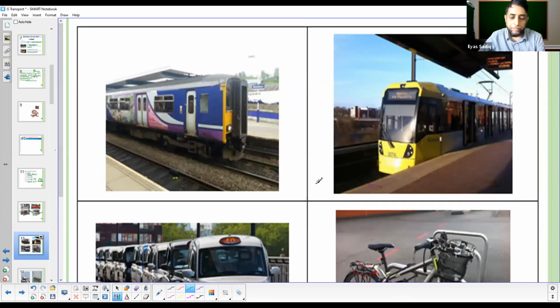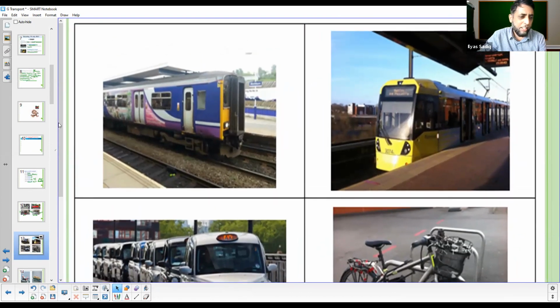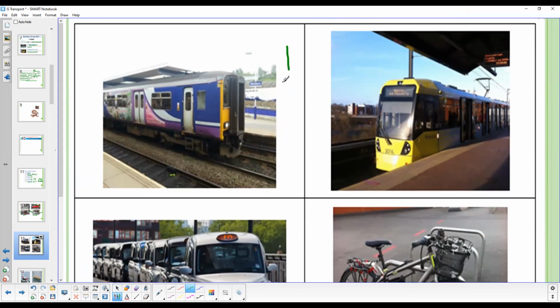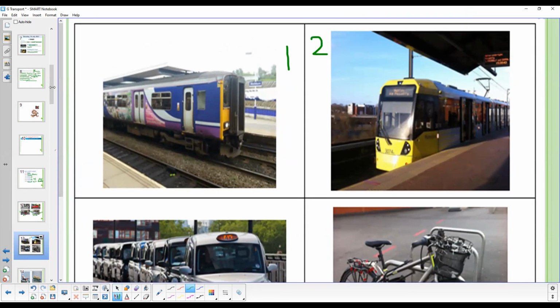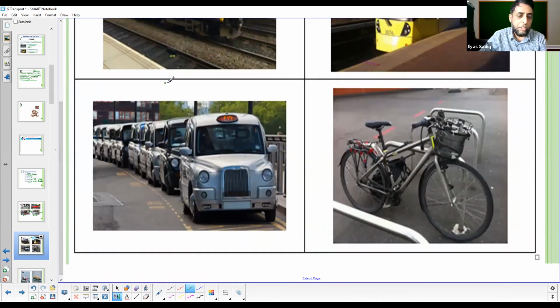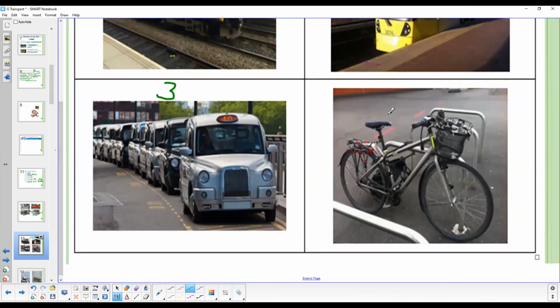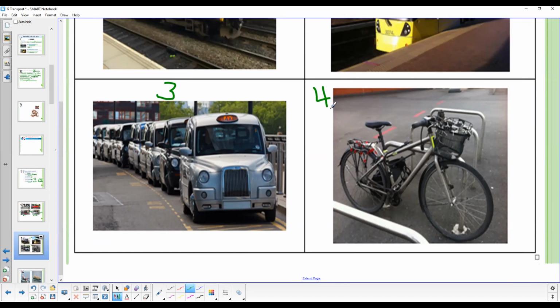Look, now here are different stations. What is this here, number one? Train. And number two? Tram. This is a tram. And number three? Taxi, well done. And number four? Bike or bicycle. We also call it bicycle.